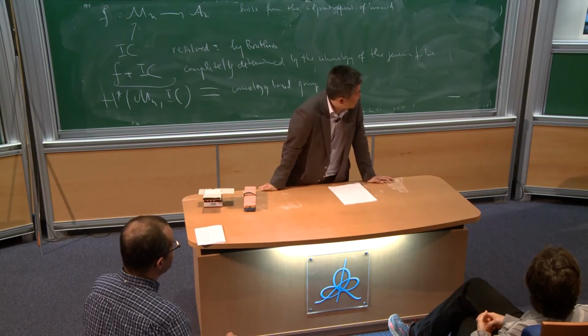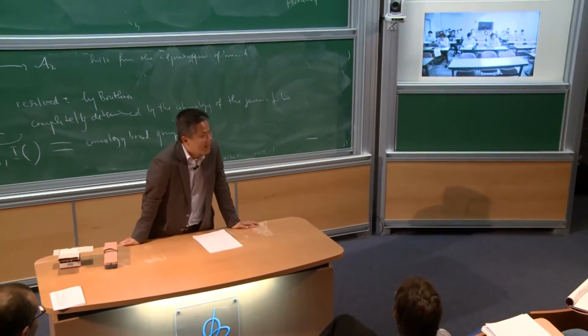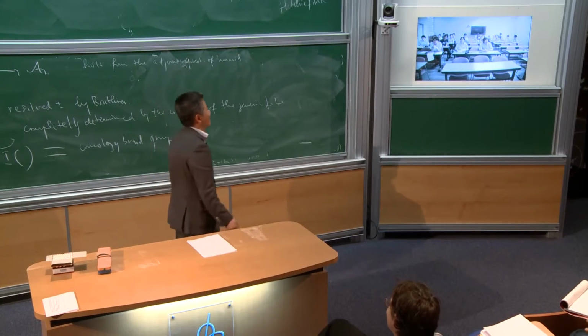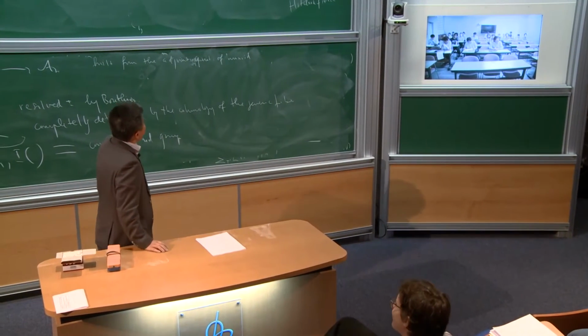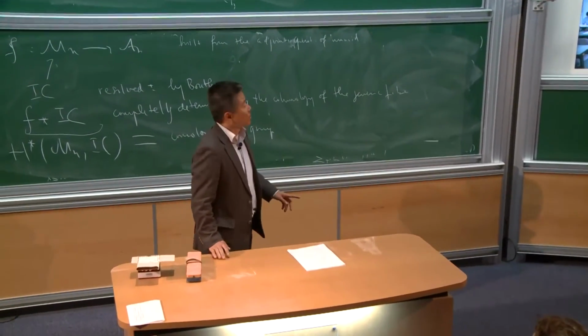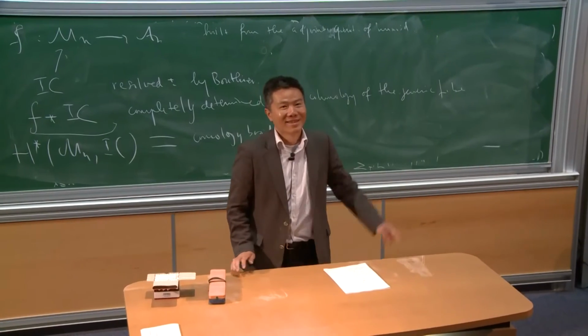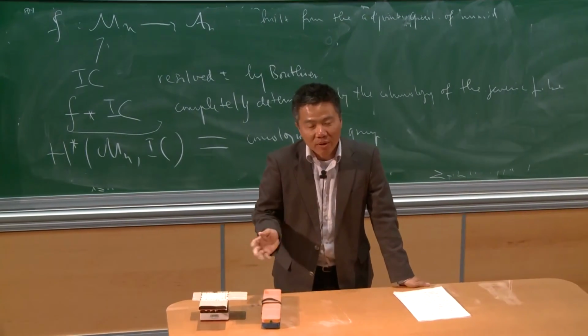So, the braid group? What is this? So the map from M_n to A_n.